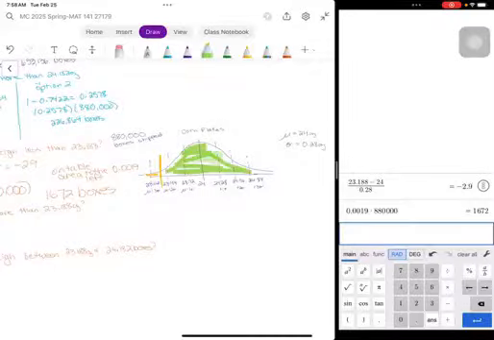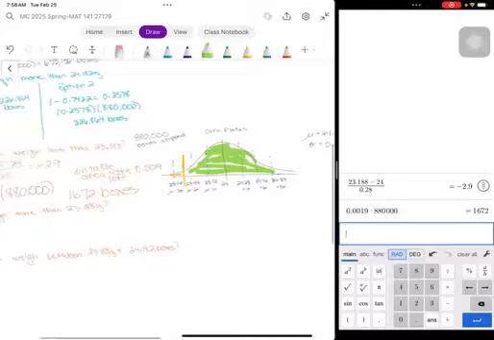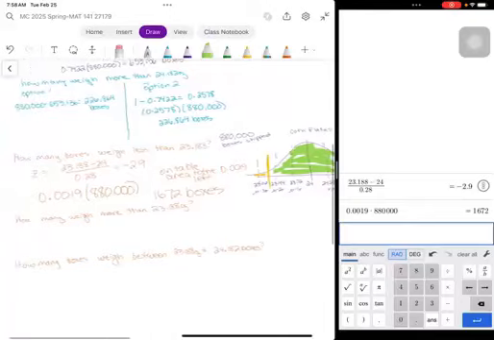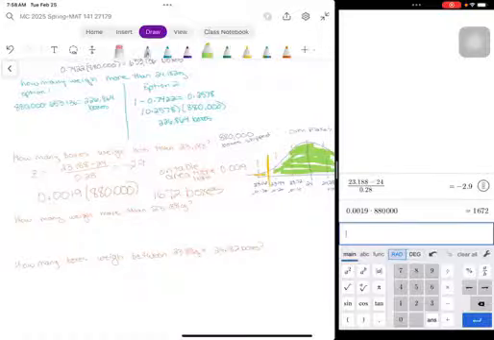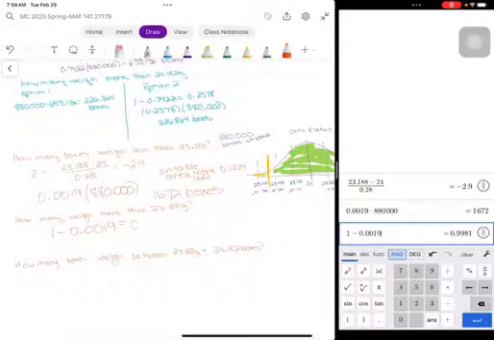I could use either option 1 or option 2 from the video above. I'll do option 2 so you can get used to using that. On your Z table, it's the area to the left. So if I want the area to the right, I need to do 1 minus that value. So I'm going to do 1 minus 0.0019, and I'm going to get 0.9981. That means 99.81% of the boxes are bigger, or way more, I should say, than 23.188.